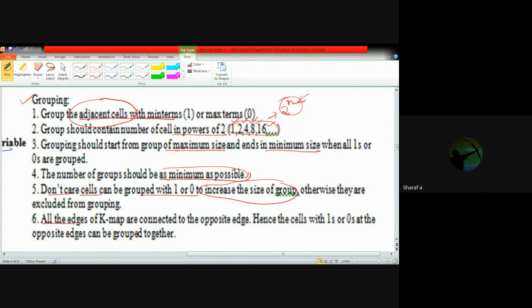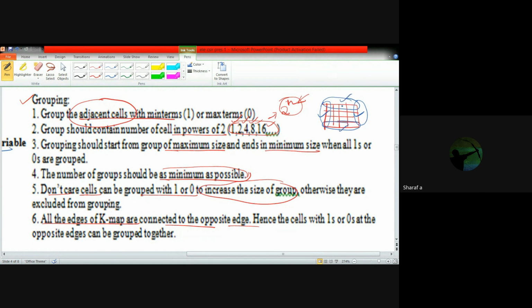And the last one, all the edges of the K-map are connected to the opposite edge. So when you consider a K-map, the opposite edges are connected. I am just drawing a simple diagram here, just to show what that means. This side of the K-map is connected to this side, like you are folding a paper in such a way that the edges are touching. So these two sides are touching each other. Similarly, these two sides are touching each other. These two sides are touching each other.